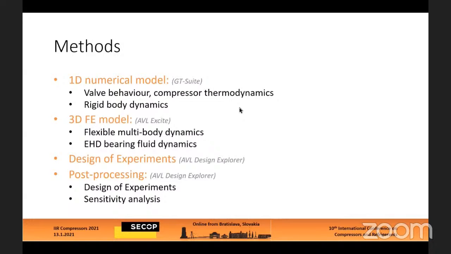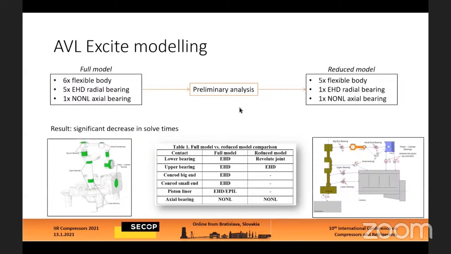Later on, we have a 3D finite element model using AVL Excite. Here we have all the flexible body dynamics, EHD bearings, and fluid dynamics. There we also have two different levels, a full model and a simplified model, which I'm showing later. Then we use DOE, design of experiments, to correlate the factors we are changing to the output parameters. And then we do the post-processing also using AVL Design Explorer, and we can have the sensitivity analysis there.